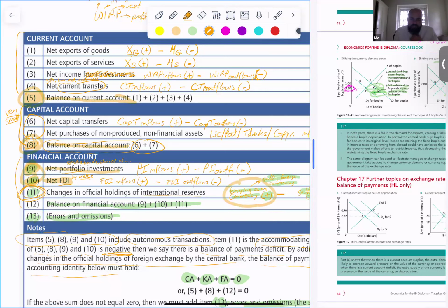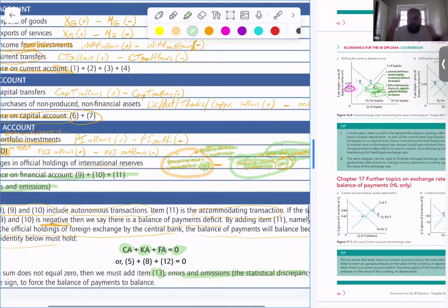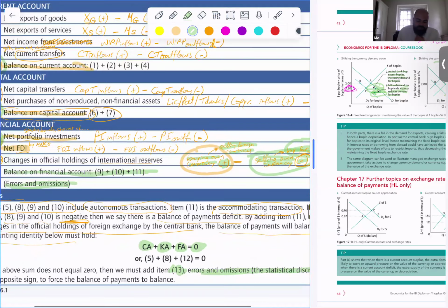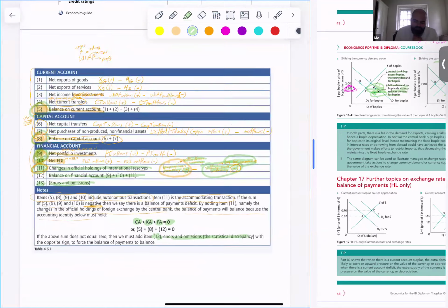accommodating transaction. If the sum of those accounts is positive, then now the government has a lot of foreign currency, which it will put, then it must be selling more of its currency, which goes in as a debit. So that's why it must be zero. It must balance. It's because item 11 is the accommodating transaction. Fabulous.